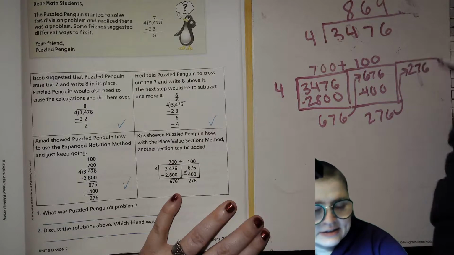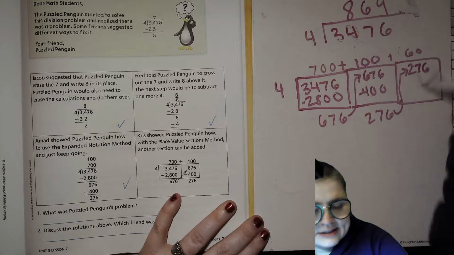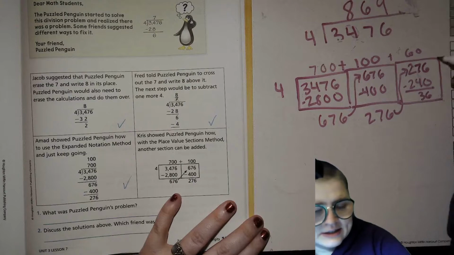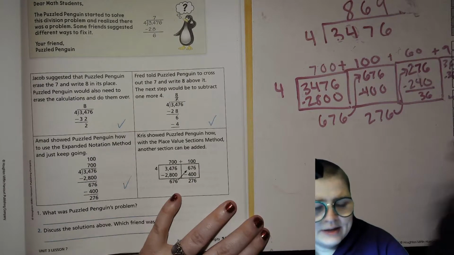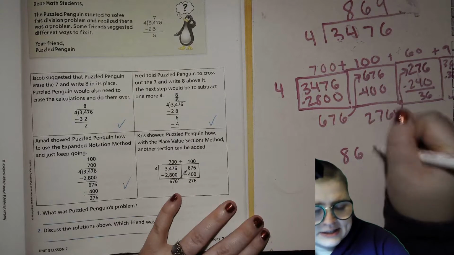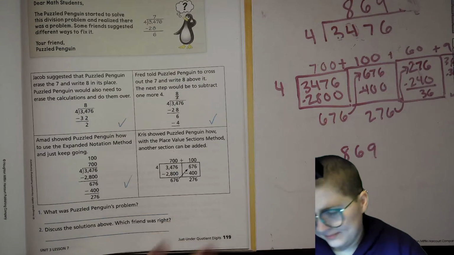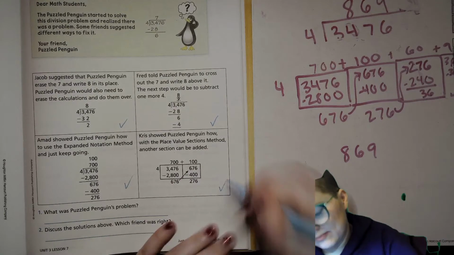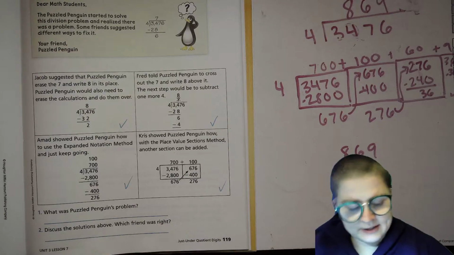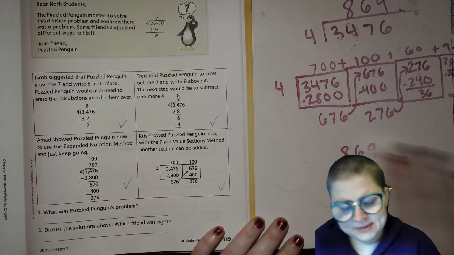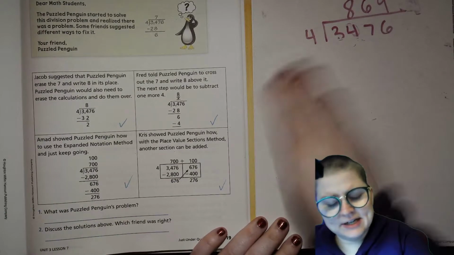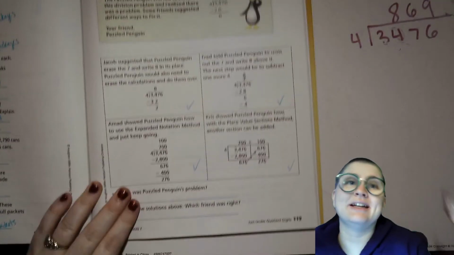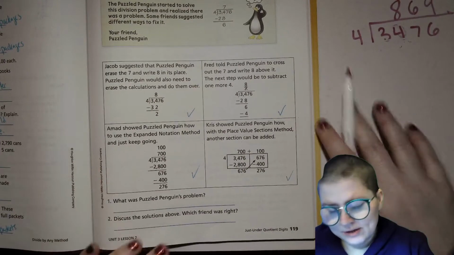76. You would do 60 to get 240. And then you'd have 36, and then your 36 minus 36 would be with the 9, right? And that would still get you 869. So what was the problem that the Puzzle Penguin had? In every case, we adjusted it by the same amount, but in a different kind of way. What do you think the problem was?